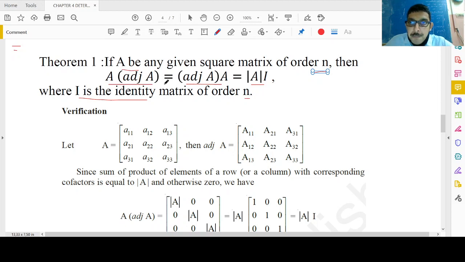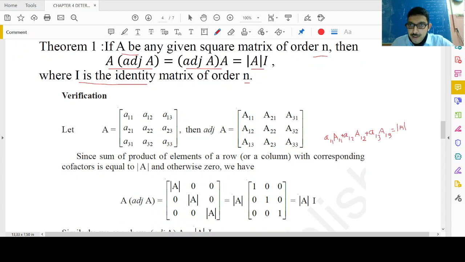So if you multiply a matrix with its adjoint, you will always get determinant of A into identity matrix, where I is the identity matrix of the same order as the given matrix. So let us verify this theorem. You consider a 3 by 3 matrix.